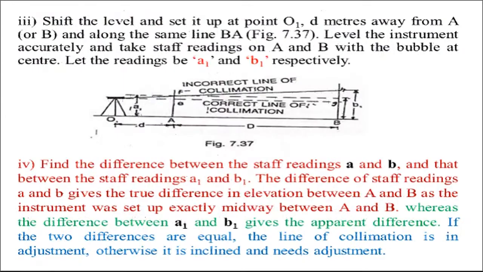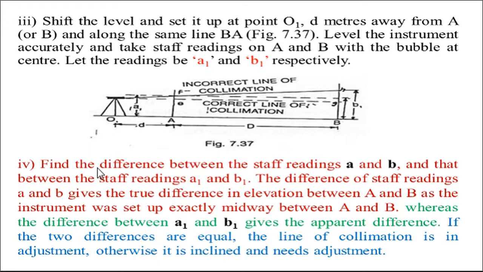Next slide. Third step, then shift the level and set it at O1. So this is O1, d meters away from A, and along the same line BA produced. Level the instrument at O1 accurately, and again take the staff readings on the staff held at point A and held at point B. Suppose these readings are small a1 and small b1 respectively. So we have taken two sets of readings, one from O and the other from O1.